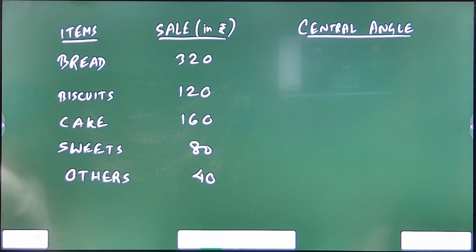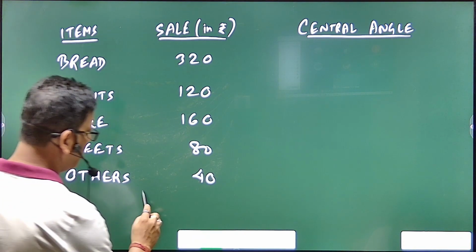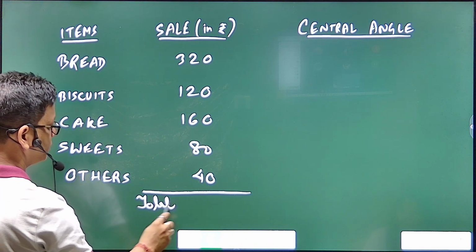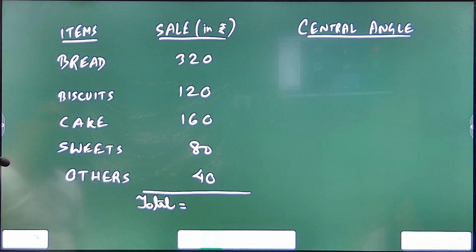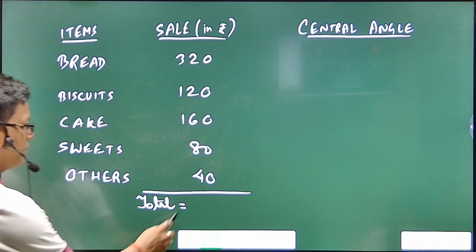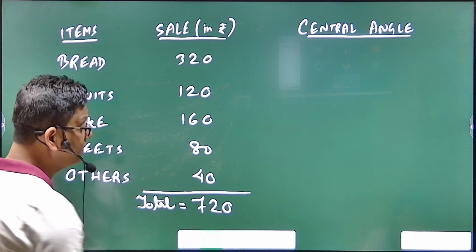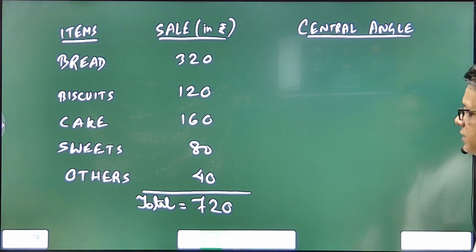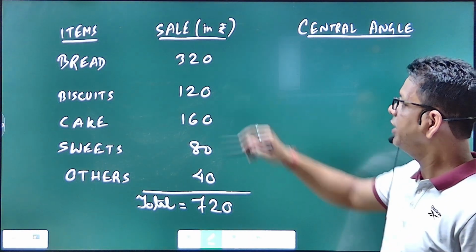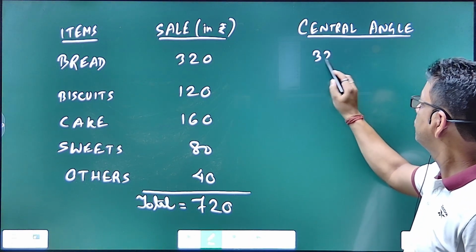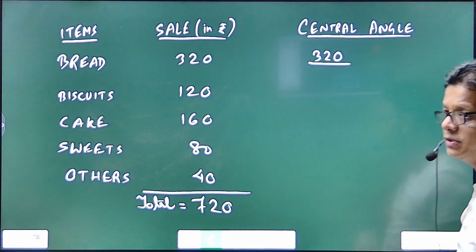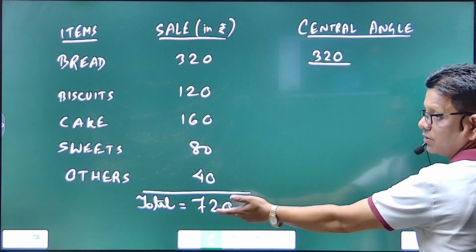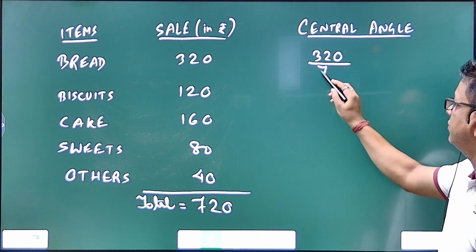Now to make the central angle, it's very easy actually. You have to get the total of all these items. 320 plus the rest, how much? 720. I'm taking an easy example so that everybody understands. Now to get the central angle one by one, bread: the total sale is 320 rupees out of the total sale, how much? 720.